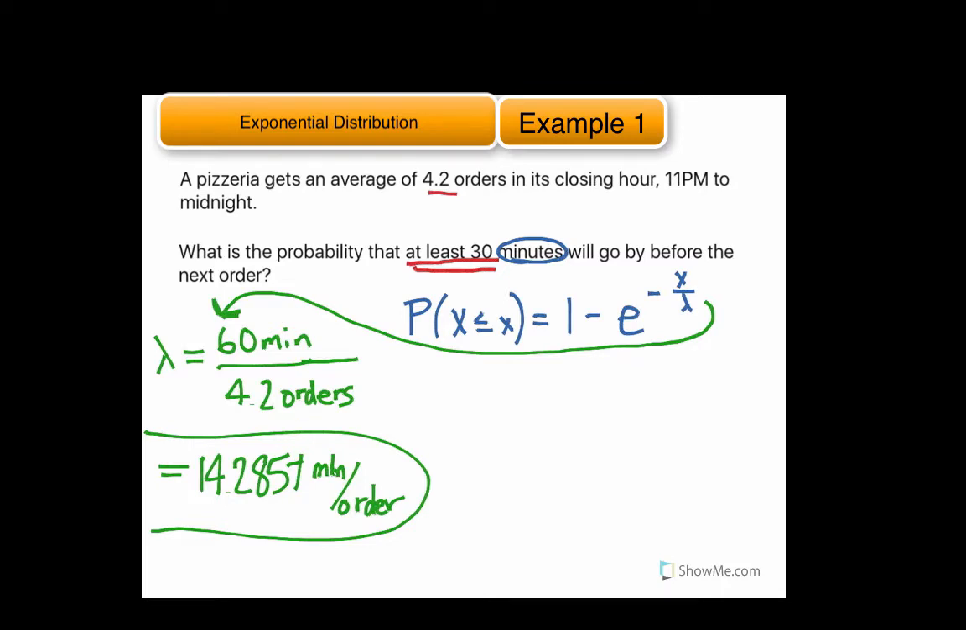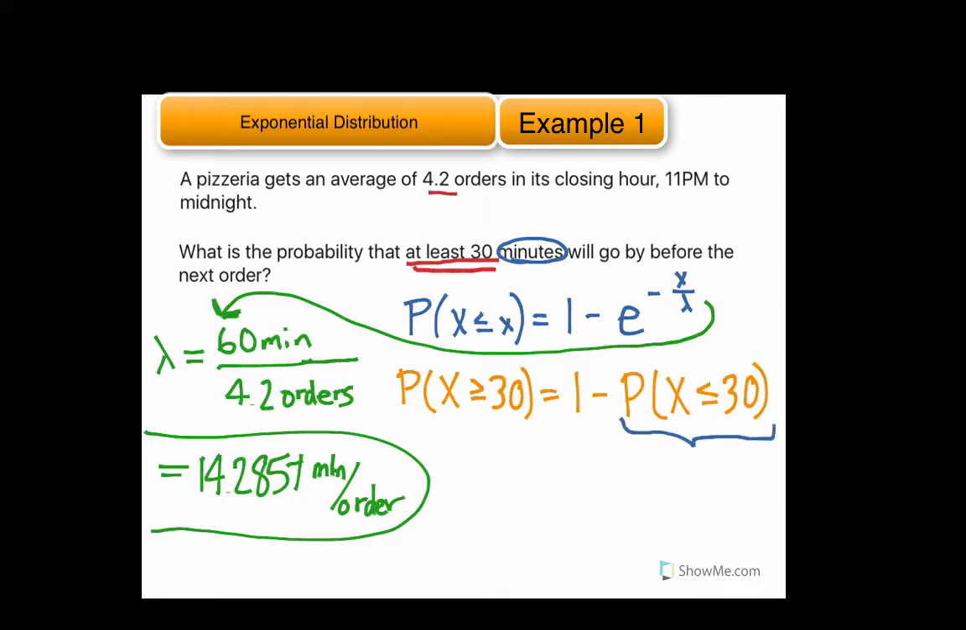So we want the probability that x, which is just a random variable, so time in this case, is greater than or equal to 30. That's what it means by at least 30. And using some basic laws of probability, we know that's 1 minus the probability that x is less than or equal to 30, because either it's greater than or equal to or it's less than or equal to.